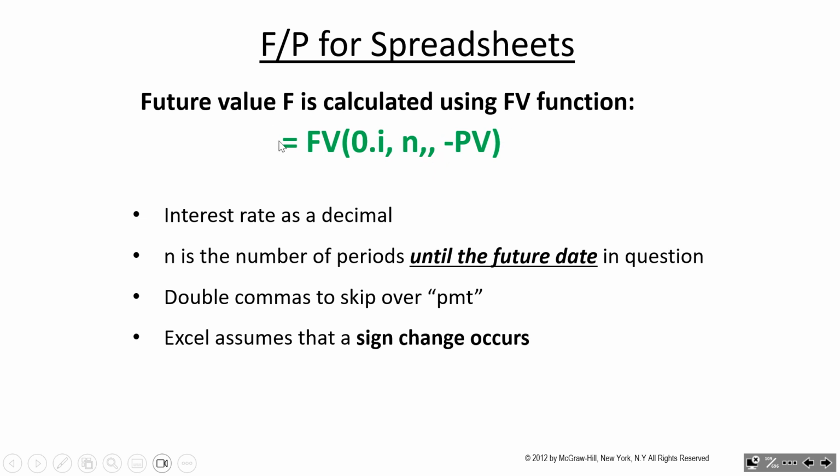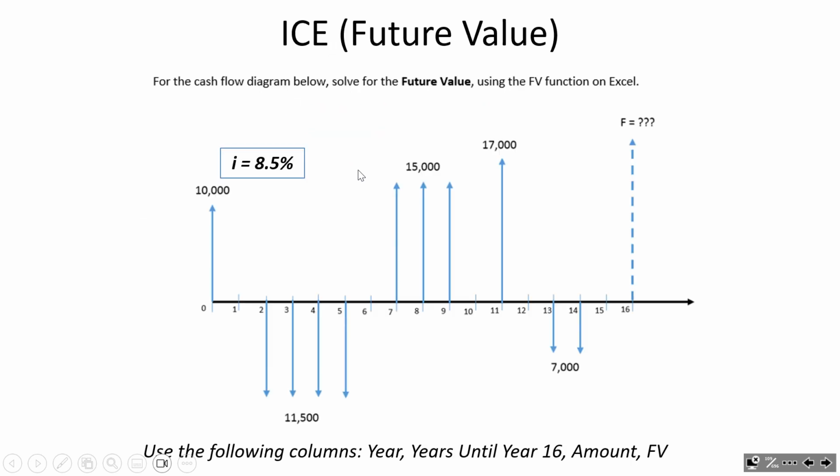So a lot of it seems familiar. But if you think about what this function is doing, instead of discounting amounts to the present, it's compounding values some number of years into the future. So this is the kind of problem that we would use it for, where you'll notice here from the dashed line, we want to find the value in year 16.